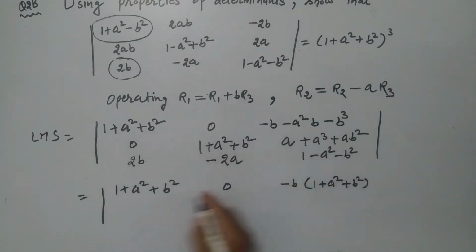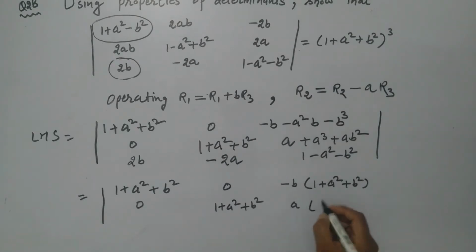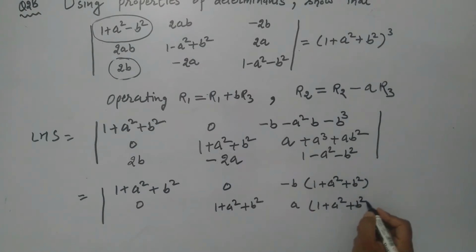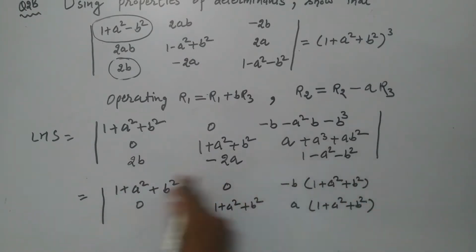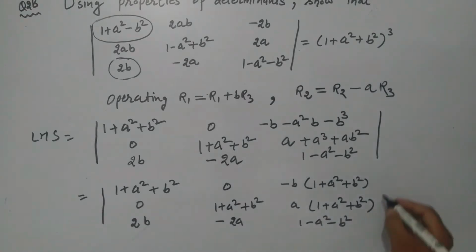In second row also this is 0, 1 plus a square plus b square. Here we take a common. So we are left with 1 plus a square plus b square. In third row there is no change. So we write 2b, minus 2a, 1 minus a square minus b square. Right? Determinant sign as it is.